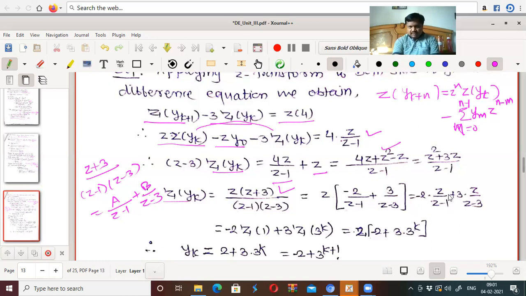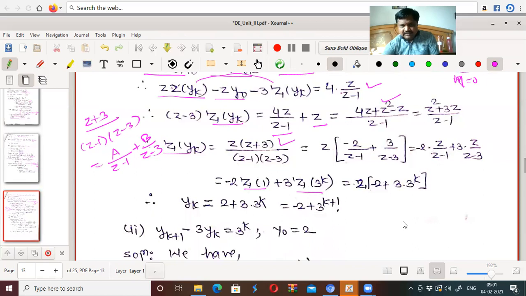But we know that Z upon Z minus 1 is Z transform of 1. So minus 2 times Z transform of 1, plus Z upon Z minus 3 is nothing but Z transform of 3 to the power k, because Z transform of a to the power k is Z upon Z minus a. Therefore, Z transform of 3 to the power k is Z upon Z minus 3. So the left hand side, Z transform of yk, can be written as Z transform of minus 2 into 1, by using linearity property, plus 3 into 3 to the power k. So this is Z transform of minus 2 plus 3 into 3 to the power k.